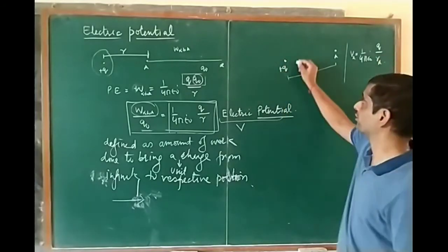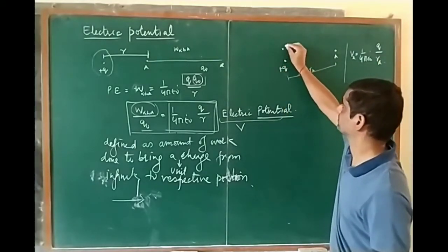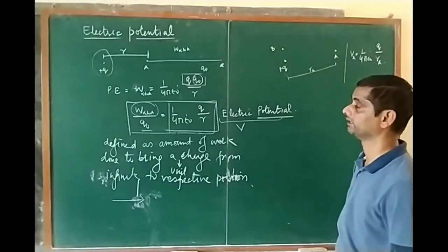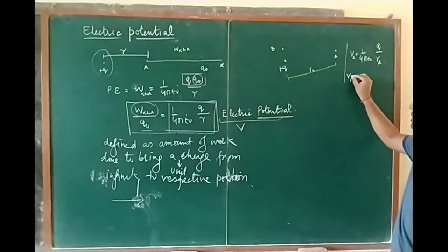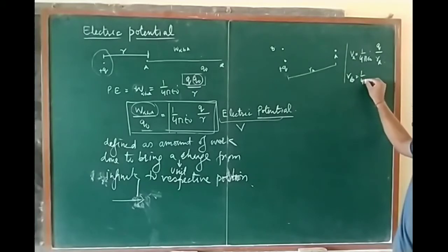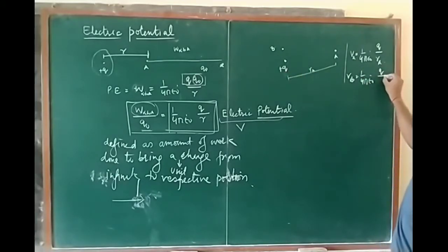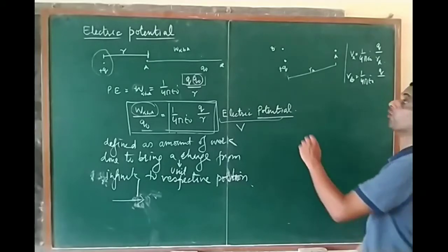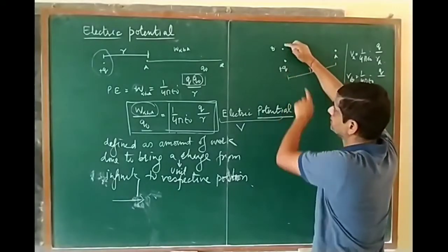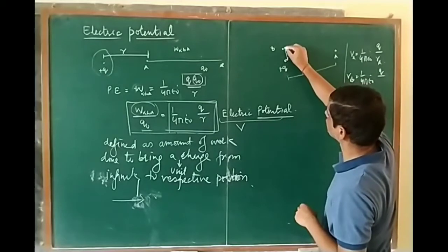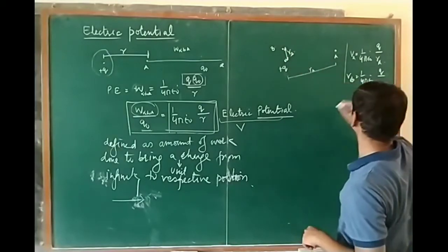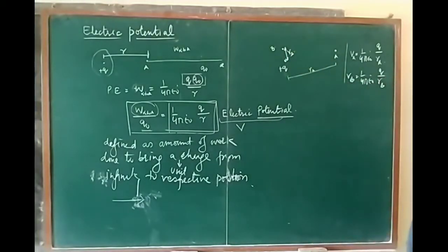Now if you want to find the electric potential at location B, then VB is equal to 1 upon 4 pi epsilon naught, times the source charge Q, divided by the distance where I want to calculate. This distance is RB. So this is your electric potential at different locations.